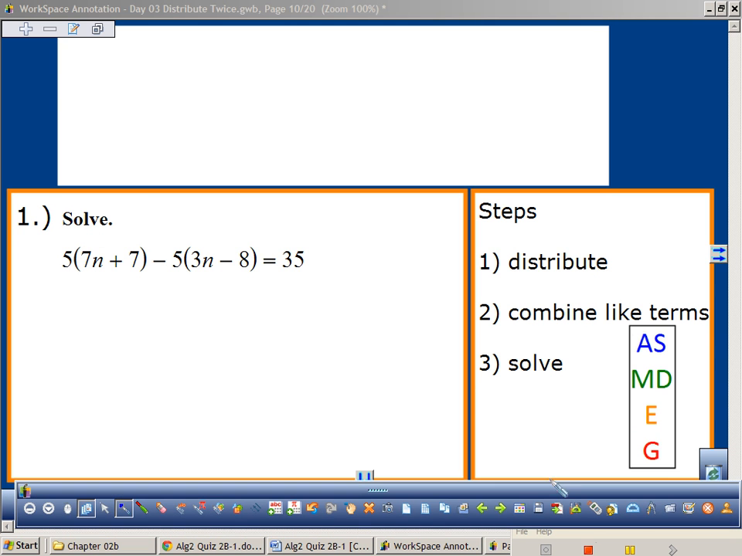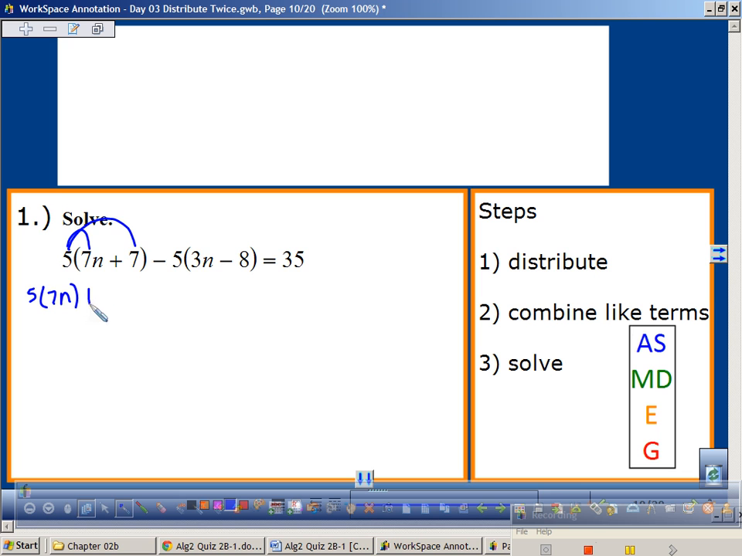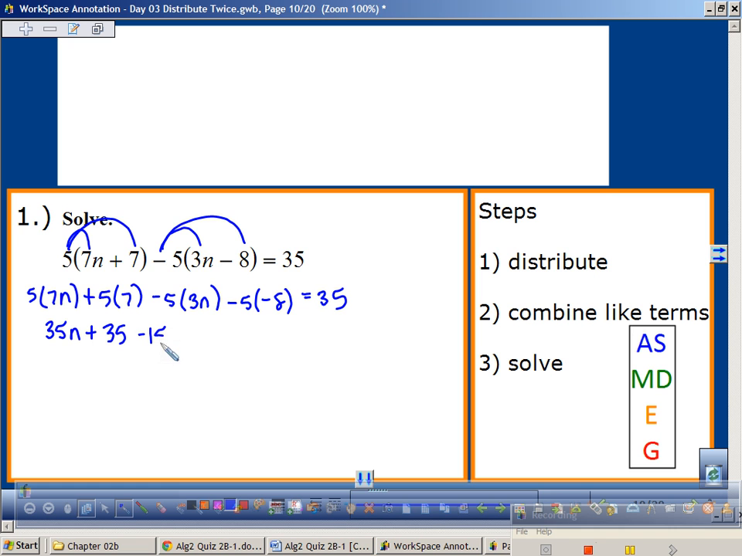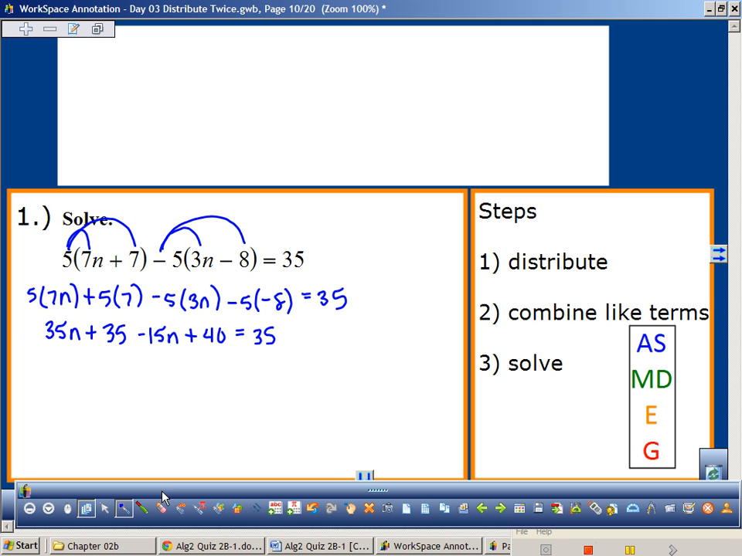Okay, so I'm going to do this one for you, 5 times 7n. Distribute that 5 also to the other 7. 5 times 7. Negative 5 times 3n. And negative 5 times negative 8 equals 35. So I get 35n plus 35 minus 15n plus 40 equals 35.